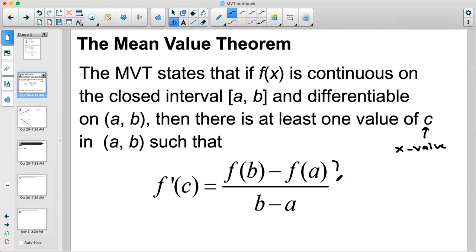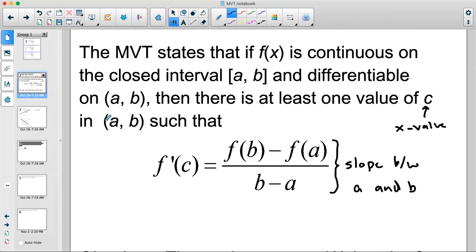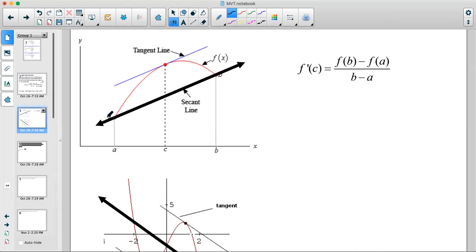And this expression here, f of B minus f of A over B minus A, is the slope between A and B. And this picture here on the next page makes that a little clearer. Here's A and here's B, and so there's this point here. This is f of this y coordinate.